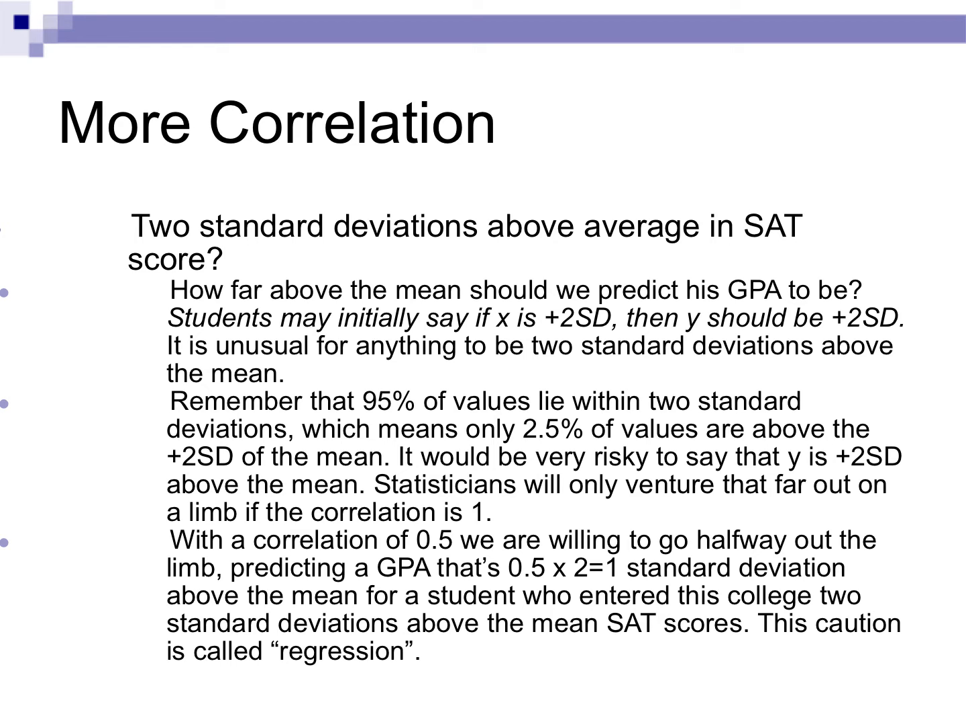That caution that we are using to say, well, we don't really think it's going to be a perfect relationship is called regression.